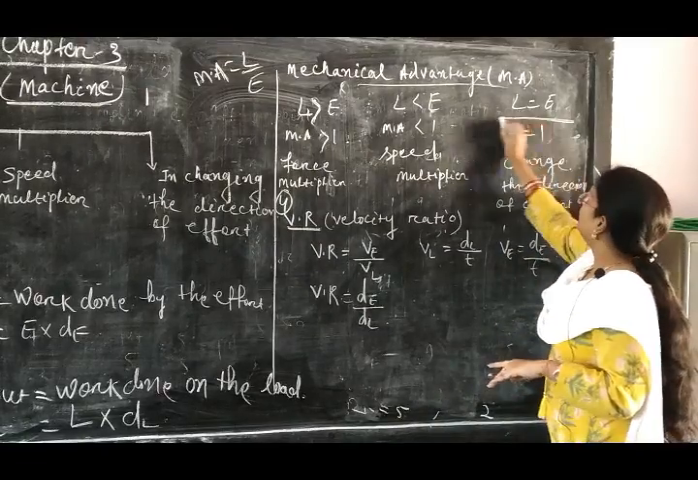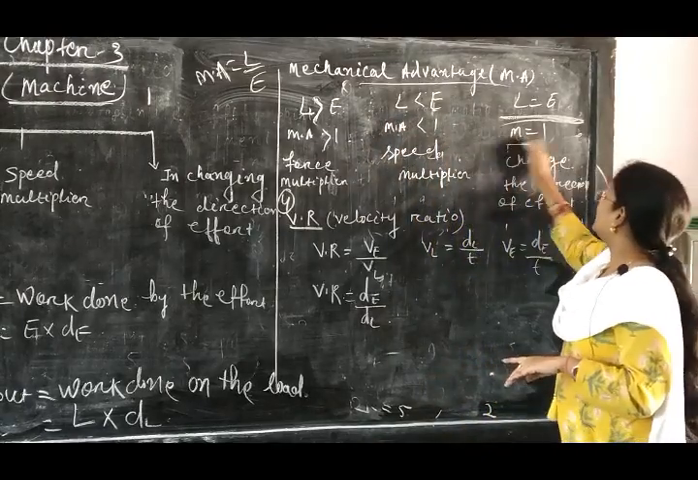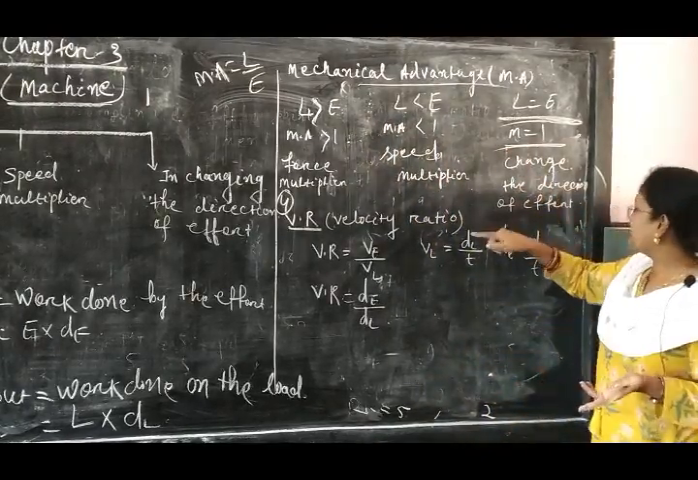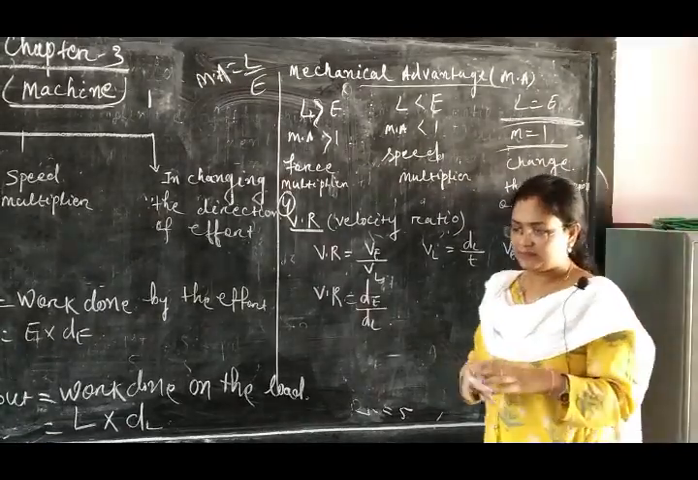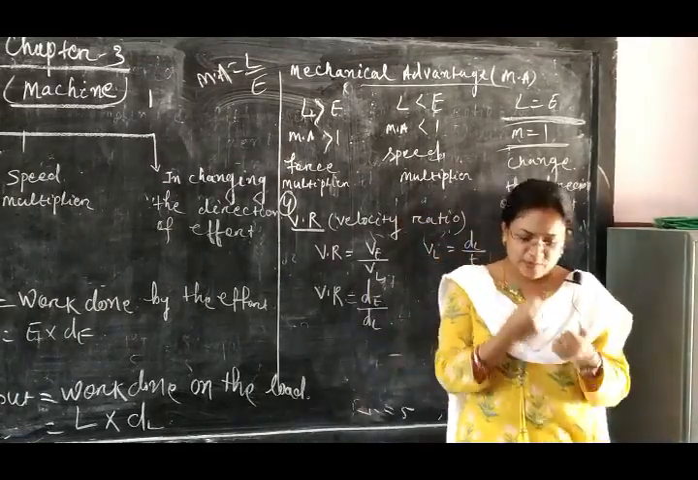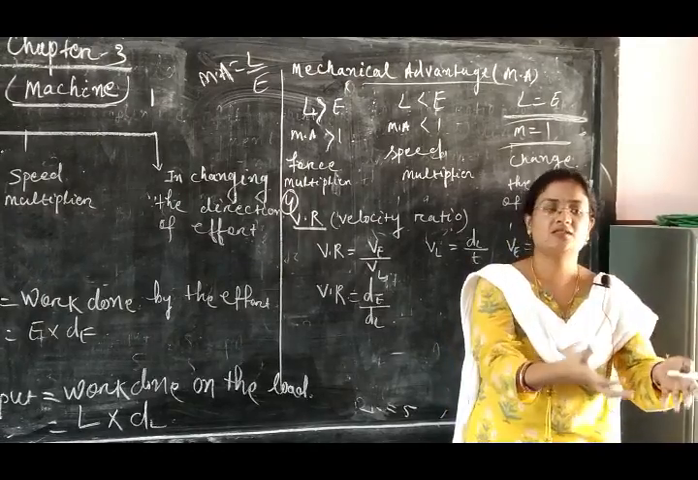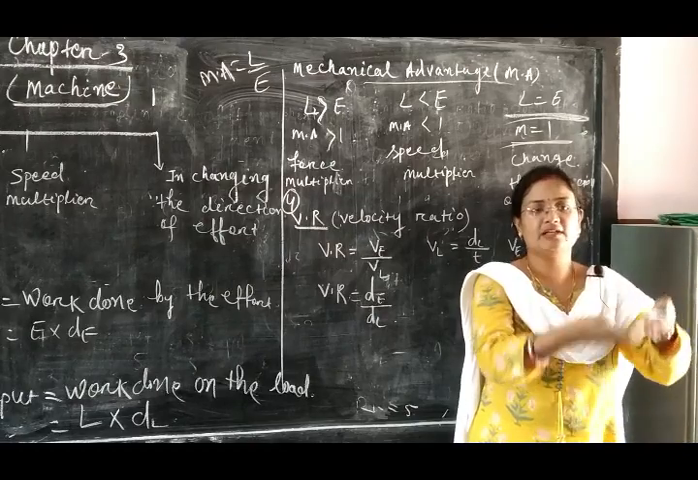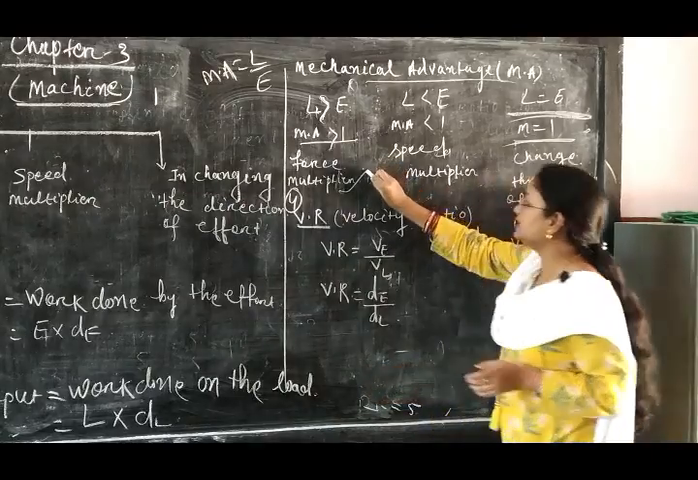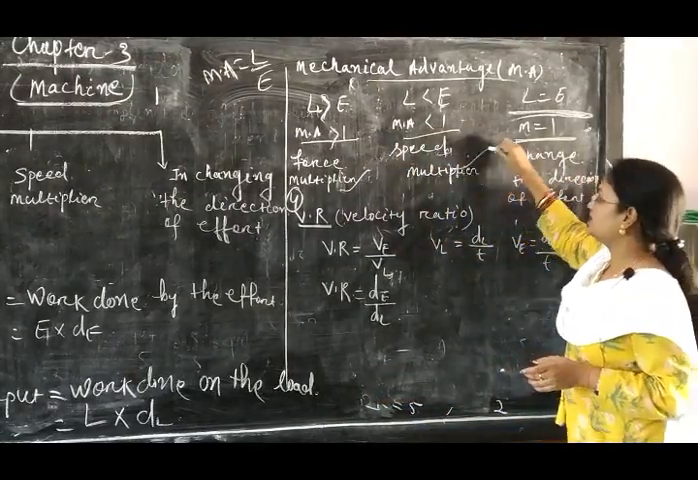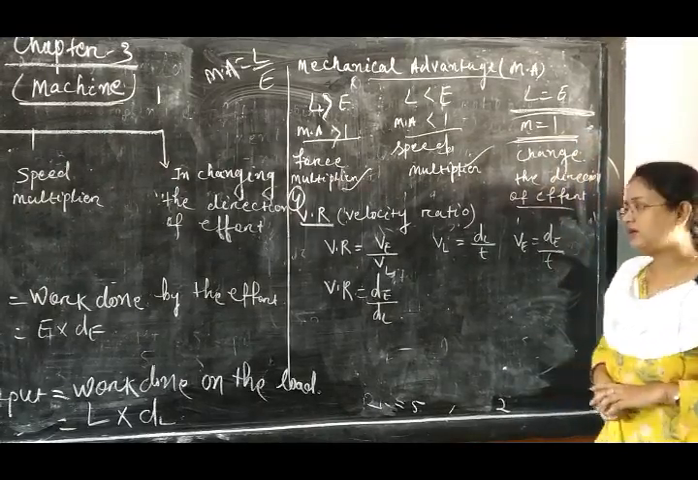Now you see, if load equals effort, then mechanical advantage is 1. In that case the machine is only used to change the direction of effort. For example, the bucket: whatever force you give in the downward direction, the bucket full of water moves in the upward direction. So if mechanical advantage is greater than 1, it is a force multiplier; if less than 1, a speed multiplier; if equal to 1, it only changes the direction of effort.